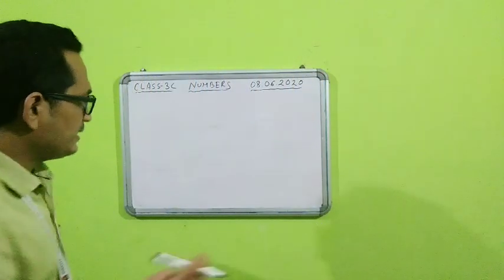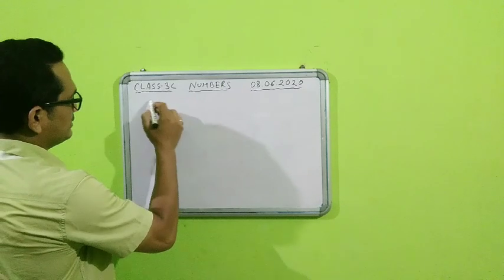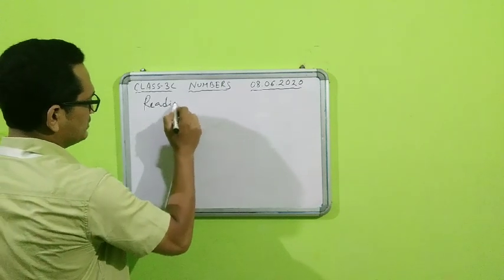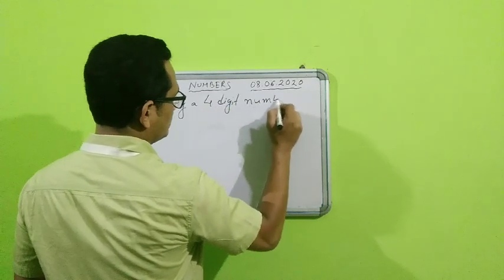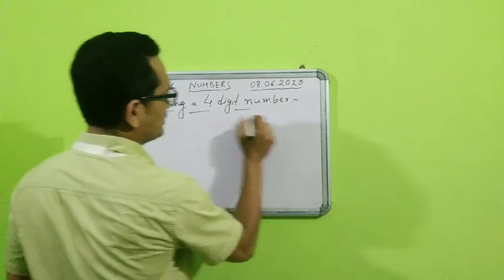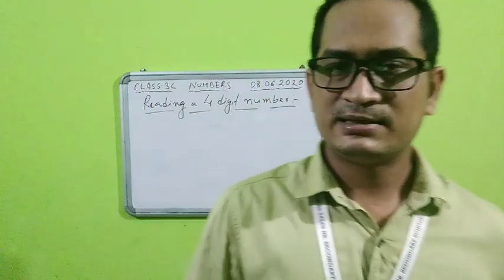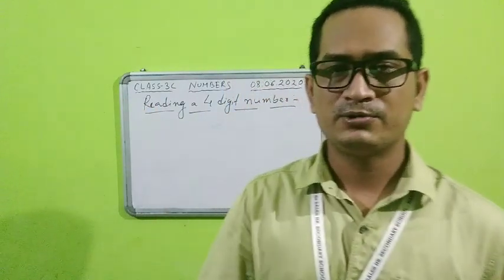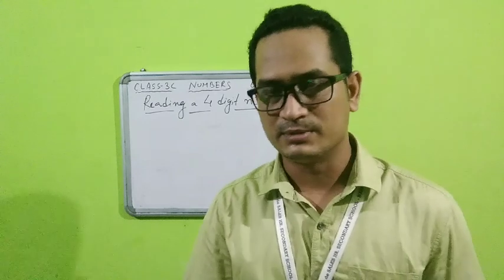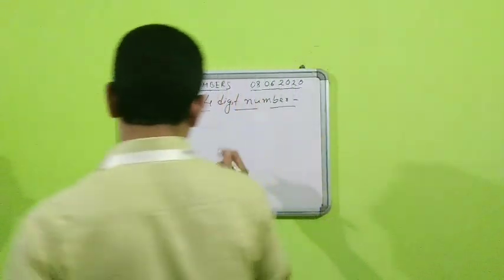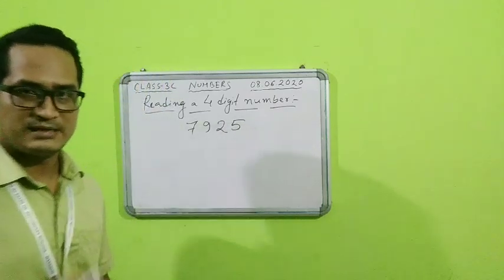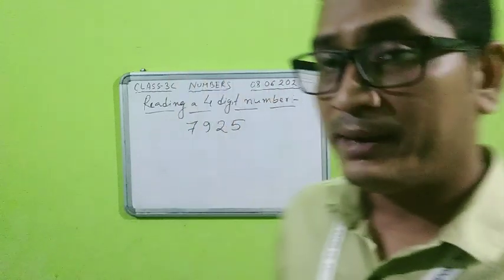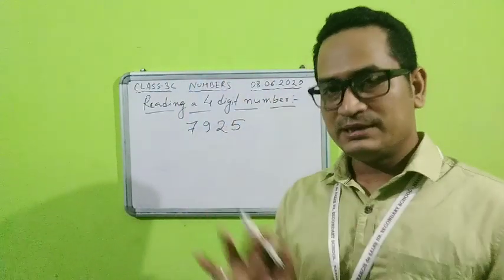So suppose I give an example, so we will write now: reading a 4-digit number. So this is now our topic. So how to read it? We have learned how to read a 3-digit number in the previous class. Now we are going to learn how to read a 4-digit number. Say if I take one example, say this is 7925. So it's a 4-digit number. How am I going to read it? You have to see the places first.